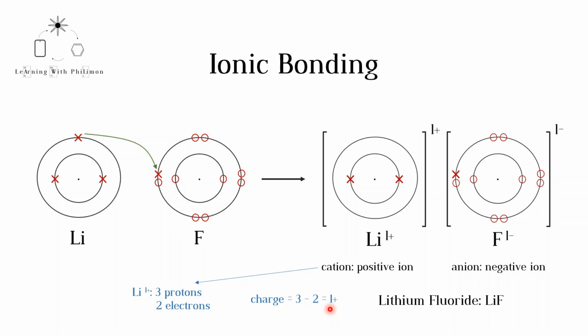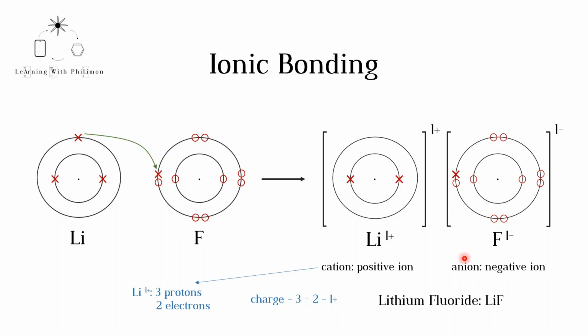Fluorine has an atomic number of 9, so it has 9 electrons. 2 electrons occupy the first energy level, and 7 electrons occupy the second energy level. To fill its outer shell, fluorine gains 1 electron. Note that this electron is gained from lithium. Because fluorine has gained an electron, a negative particle, now it has a charge of 1-. As it is a negative ion, it is called an anion.